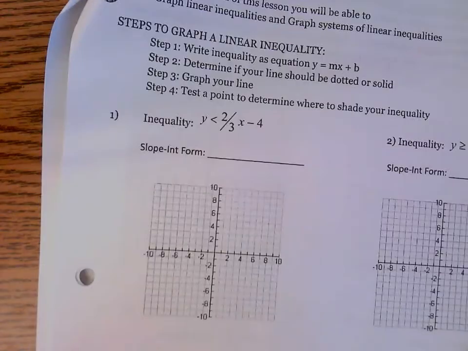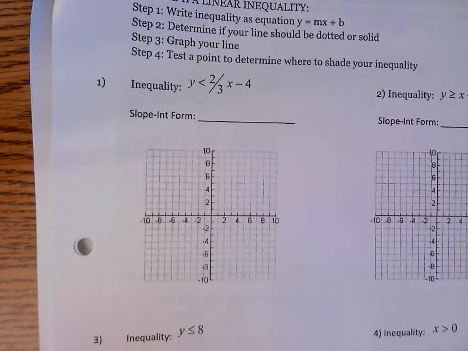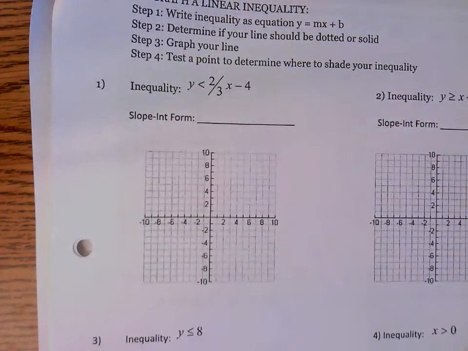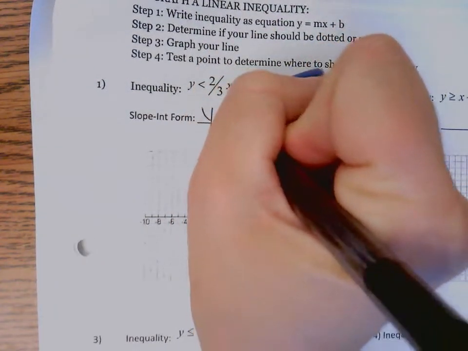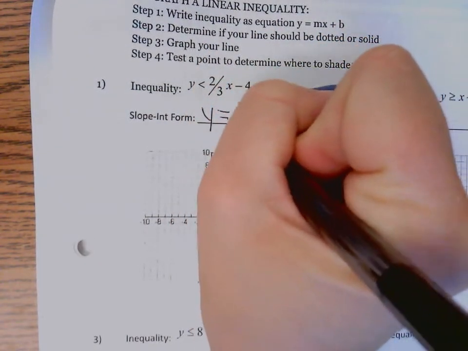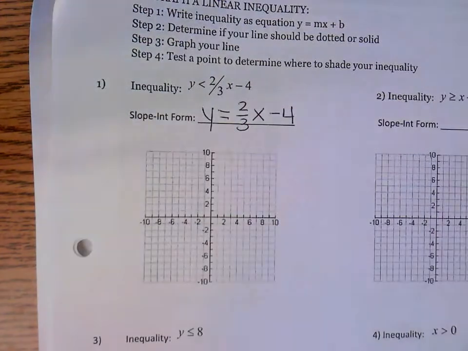So here's my first inequality. Do you see how it almost looks like an equation, right? The only thing that I need to do is write it as y equals 2/3 x minus 4. Now it's just an equation. So step 2 says, decide if it's going to be a dotted or solid line.